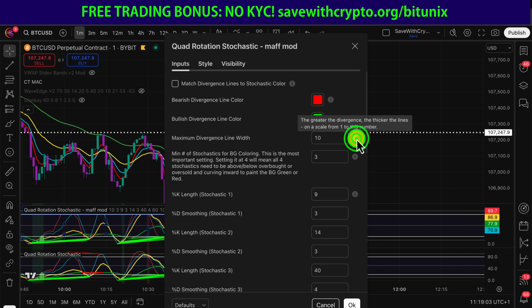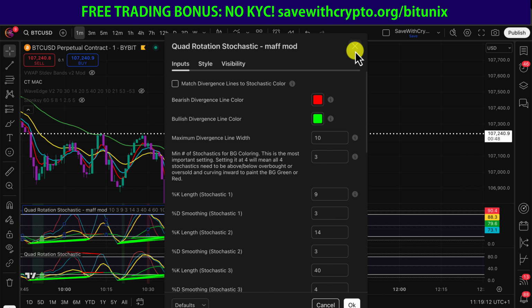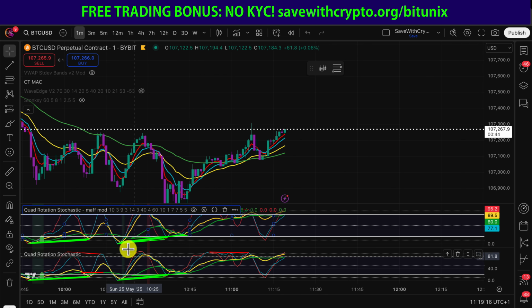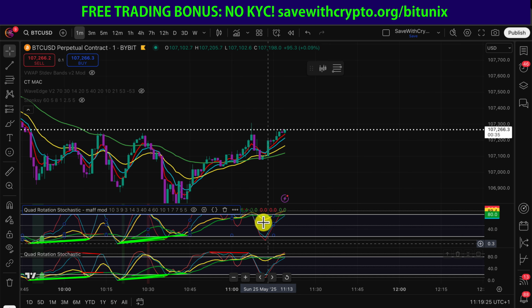But what it has now is this extra parameter here called maximum divergence line width. He's put a cool little tooltip there saying the greater the divergence, the thicker the lines on a scale from 1 to this number. So it's on a scale from 1 to 10. What we can see here is that down here, these green bullish divergences were quite strong and thick.